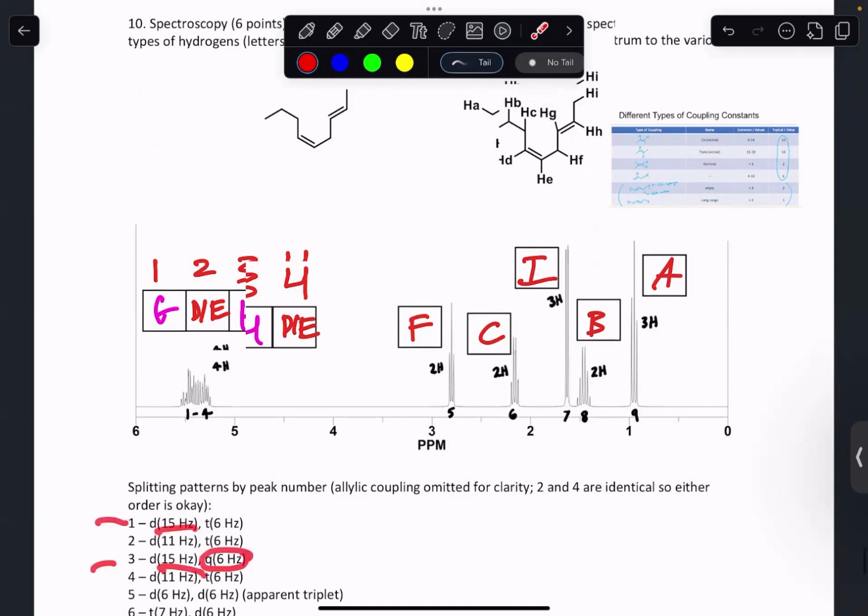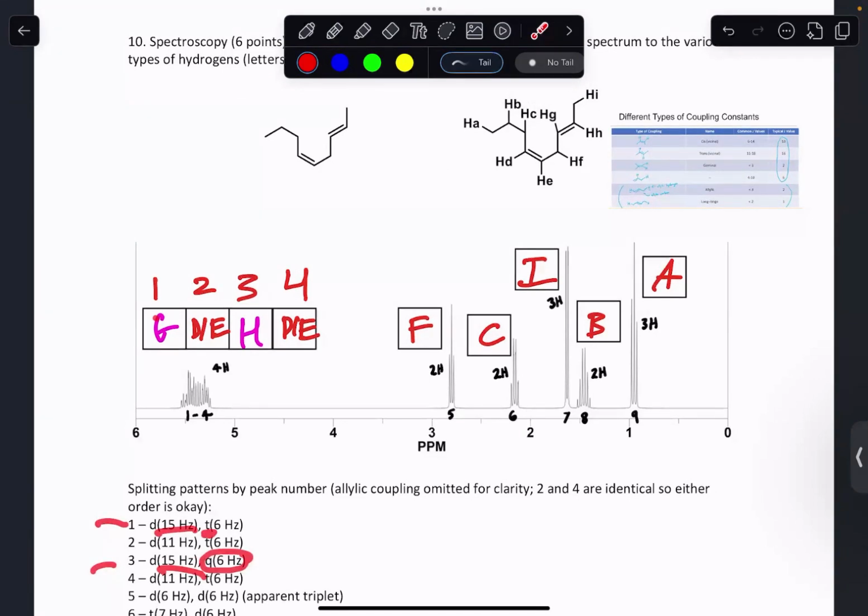Oh, I see here. So 1 has a triplet, which is G, because it has 2 neighbors here. 3 has a quartet, because it has 3 neighbors, and that is H. Where is H? Right here. Quintet. Okay, so that's very sneaky right there.